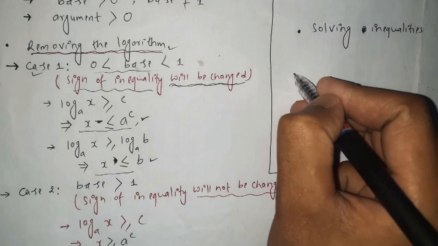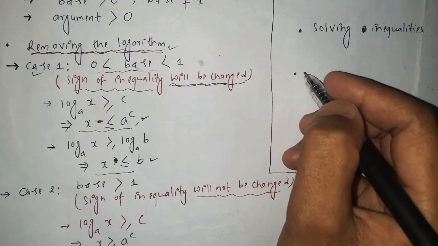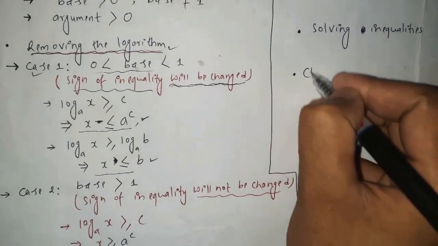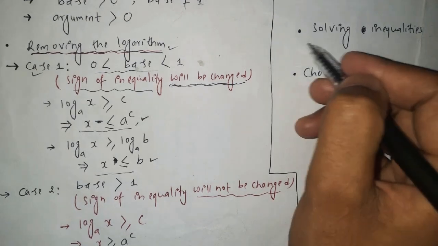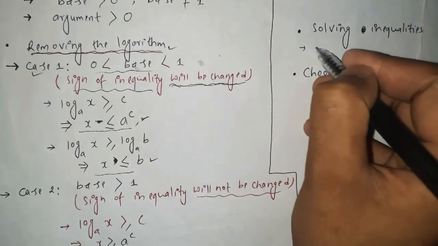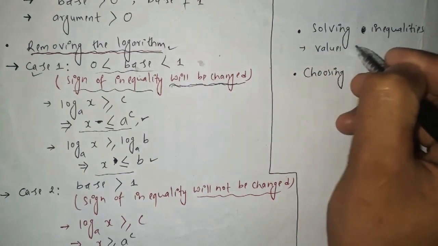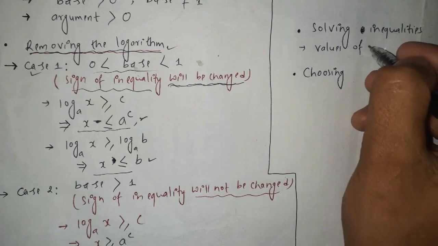And the fourth step, the last step, is choosing the values. By solving the obtained inequalities, we will get the values of the unknown.